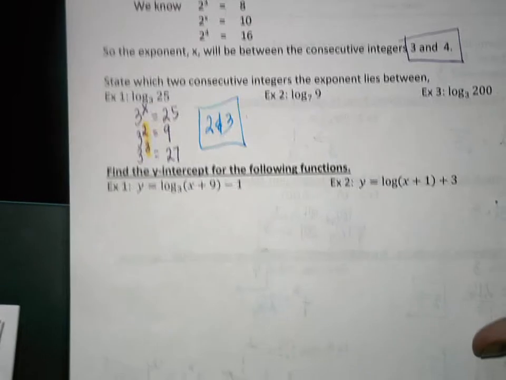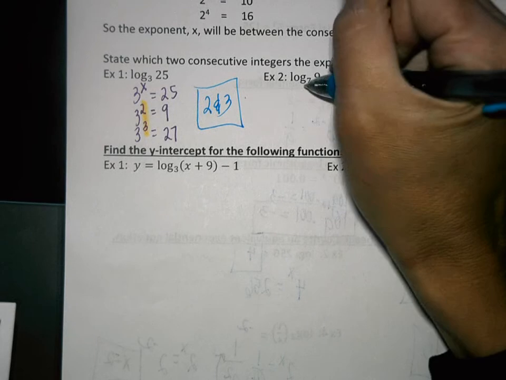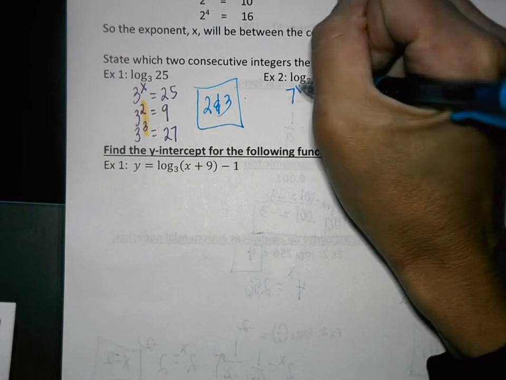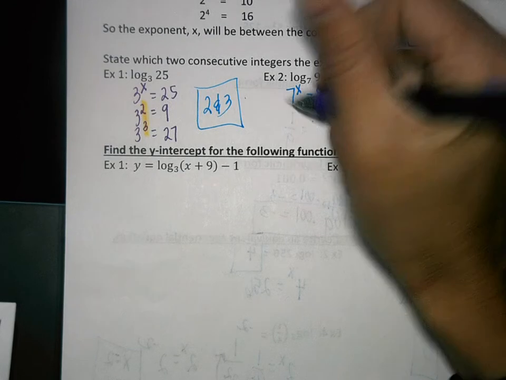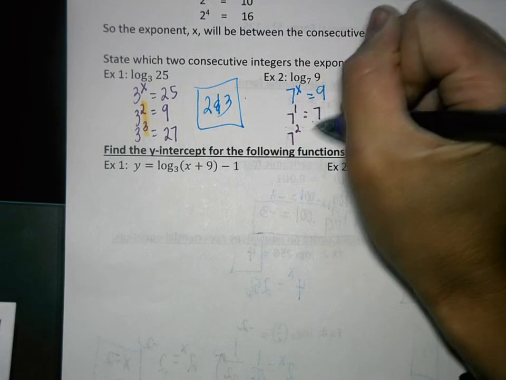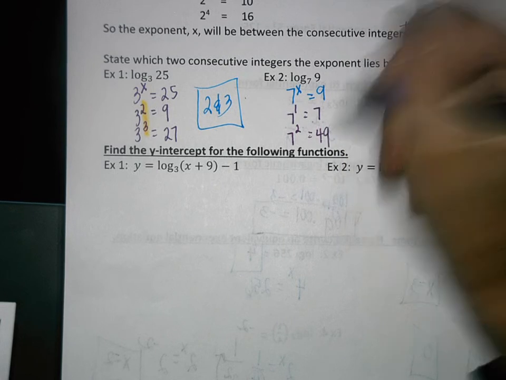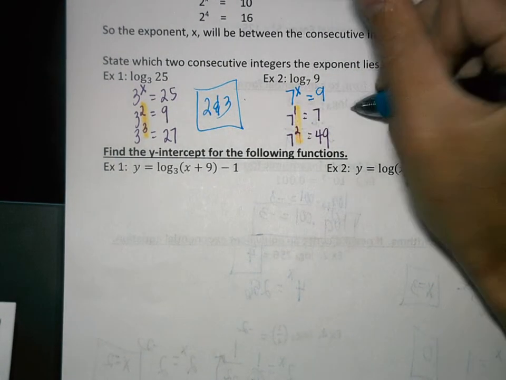Okay, on example 2 here, this is stating 7 to what power equals 9. 7 to the first power is 7. 7 to the second power is 49, which means that my answer has to be between 1 and 2.